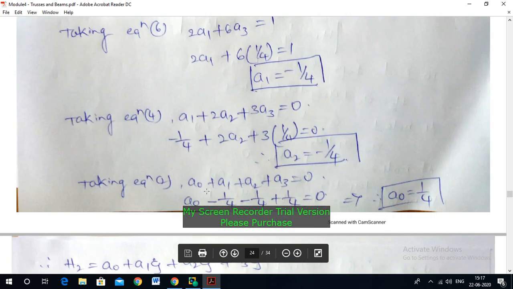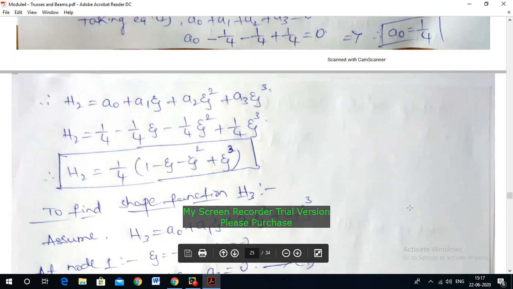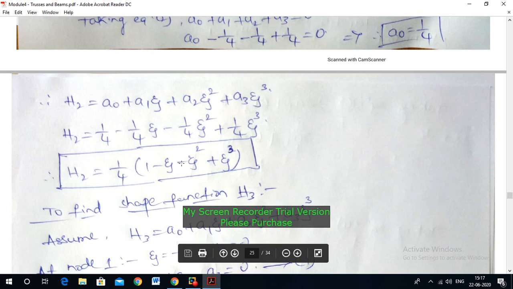Taking equation number 2, a0 plus a1 plus a2 plus a3 equal to 0, we can easily find out the value of a0 after substitution. Then I will get 1 by 4. Substitute all the values a0, a1, a2, a3 in the original polynomial equation, that is s2 is equal to a0 plus a1 zeta plus a2 zeta square plus a3 zeta cube. Finally simplifying, separating the common term 1 by 4, I will get s2 is equal to 1 by 4 into 1 minus zeta square plus zeta cube.